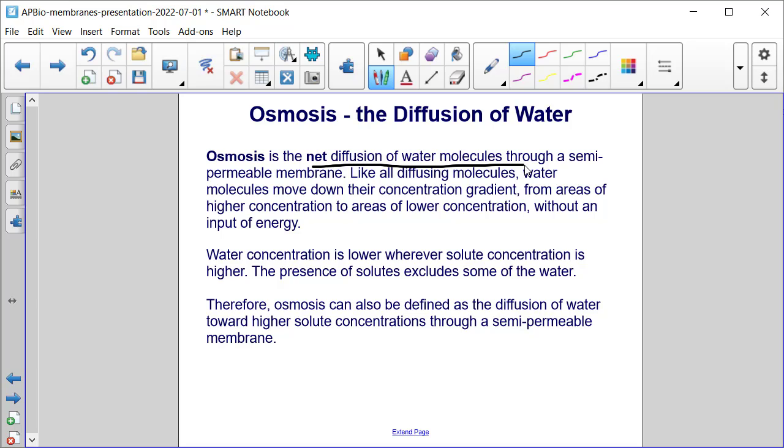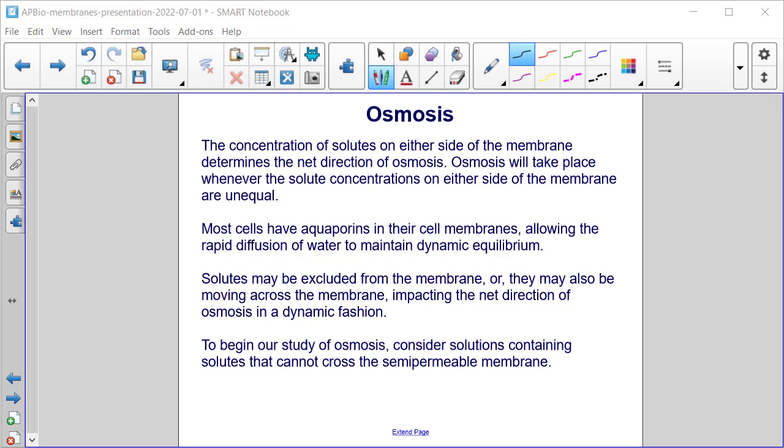Water concentration is lower wherever solute concentration is higher. The presence of solutes excludes some of the water. Therefore, osmosis can be defined as the diffusion of water toward higher solute concentrations through a semi-permeable membrane. The concentration of solutes on either side of the membrane determines the net direction of osmosis. Osmosis will take place whenever the solute concentrations on either side of the membrane are unequal.